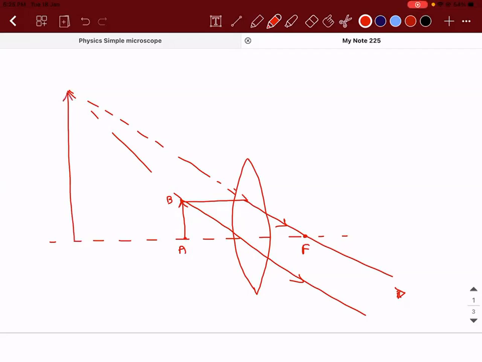Which I call the height of the image. Okay, what did I say now? You need to keep the object between the focus and the optical center in such a way. In the first case, the adjustment is to be done so that the image is formed at the least distance of distinct vision.